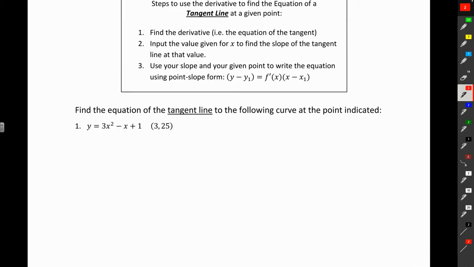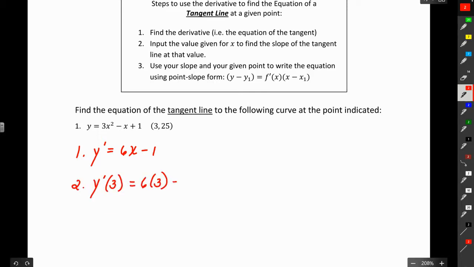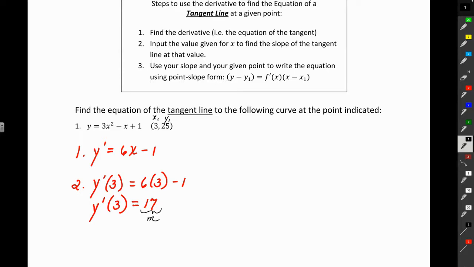So for number one, the first thing we're going to do is find the derivative of y. And there's our derivative. Step two, we're going to input the value that was given for x to find the slope at that value. So in this case, y prime of 3, our slope is 17. All right, we're almost done already. We have our point and we have our slope.